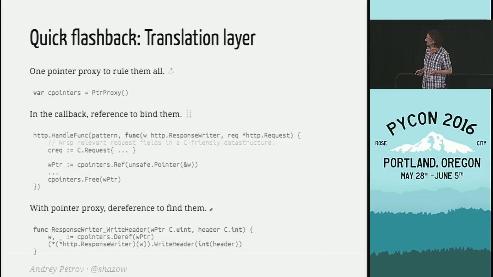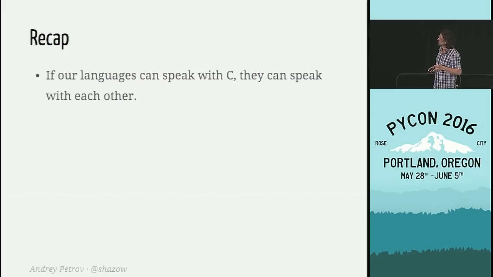Not too hard. And then inside of our little translation layer, it's the same thing. Every time we get one of those integer pointers, we just use our pointer proxy, and we look up what that integer means, and we get the actual interface that it represents, and we use it. We call write header, because this is in Go, so we can do it. And then we return back. So nice and easy, right?